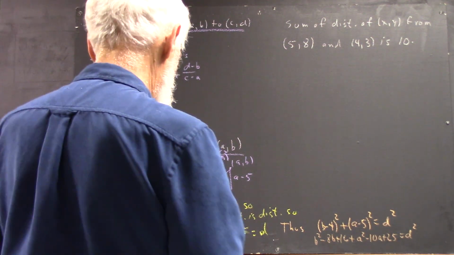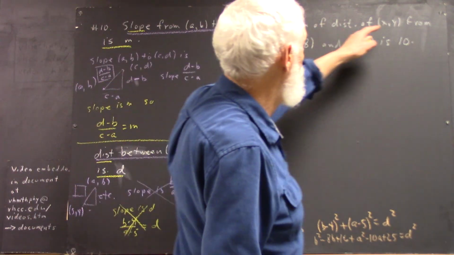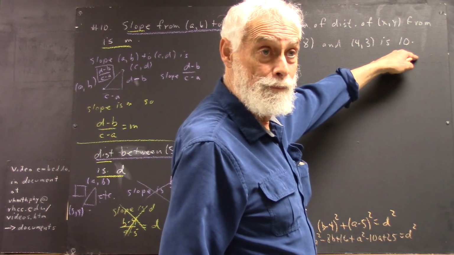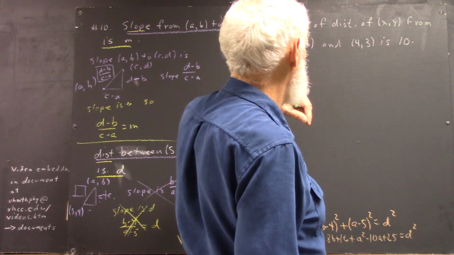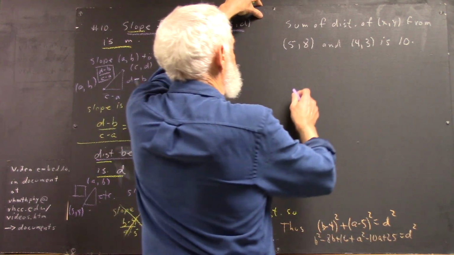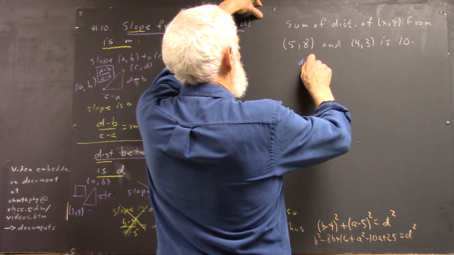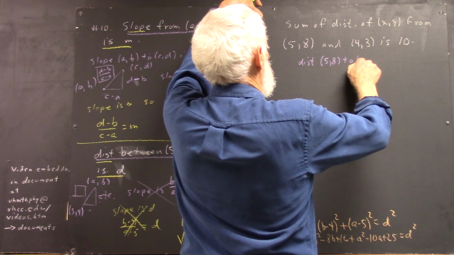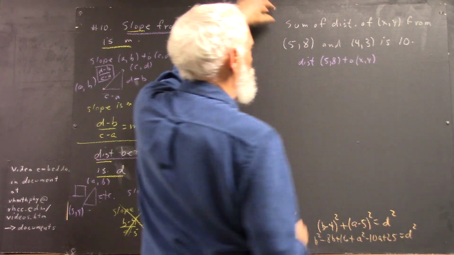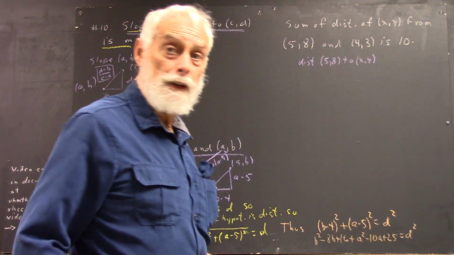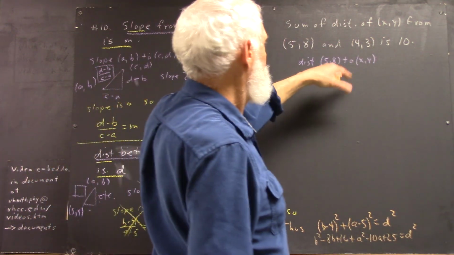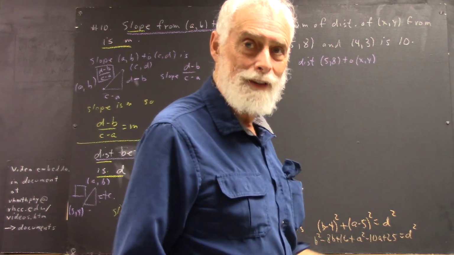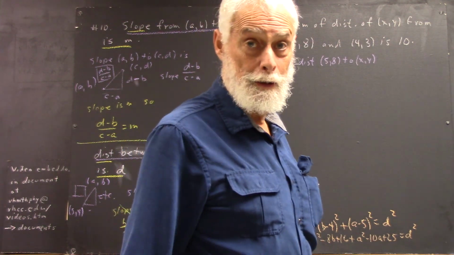Okay, now we have a statement about the sum of the distances of xy from 5, 8 and from 4, 3 is 10, right? So really we've got to be a little bit careful. First of all, we want to have the distance between x, y, and 5, 8, right? It doesn't matter whether, I should have said, distance x, y to 5, 8, but it's the same thing, because distance isn't ever negative, okay?